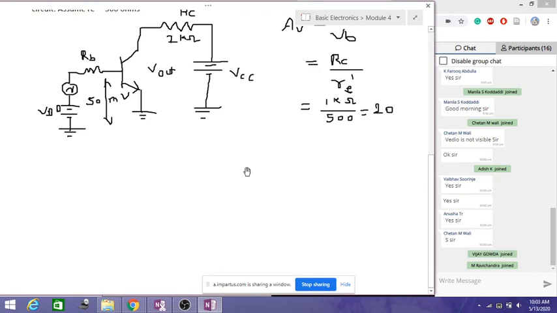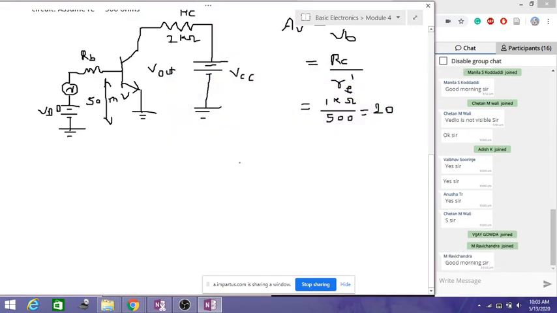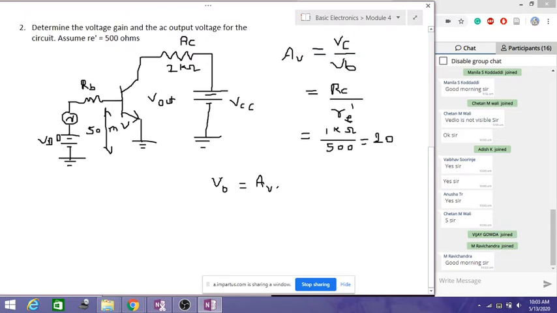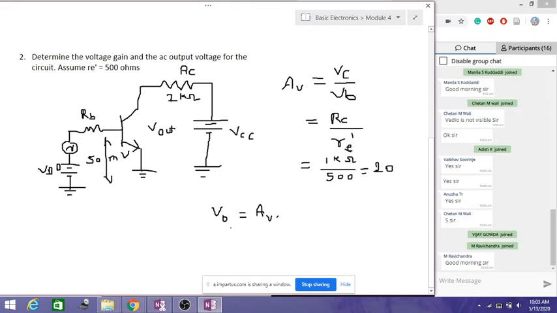So now we have to calculate the output voltage. The output voltage V out is equal to AV into the input voltage. V out is nothing but our VC itself, so don't get confused. V out is equal to AV into VB, the input voltage. So just substitute this 20 into 50 millivolts. So you calculate it, and then we will get this as equal to 1 volt.